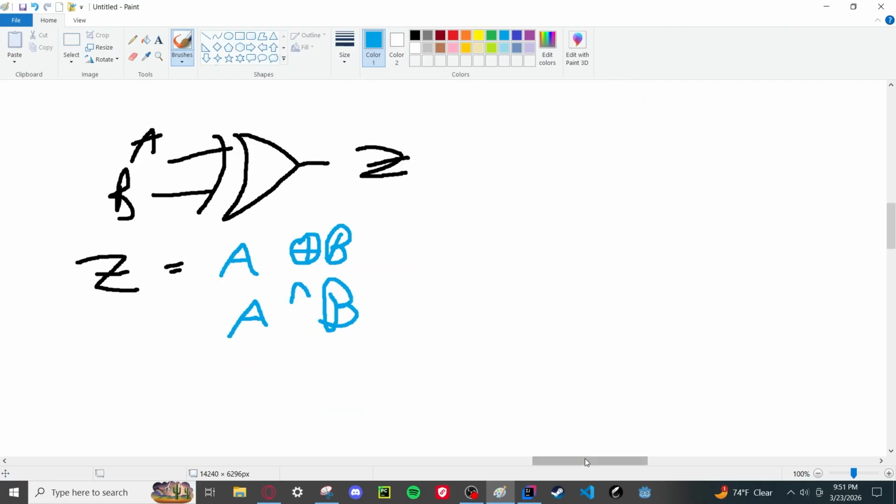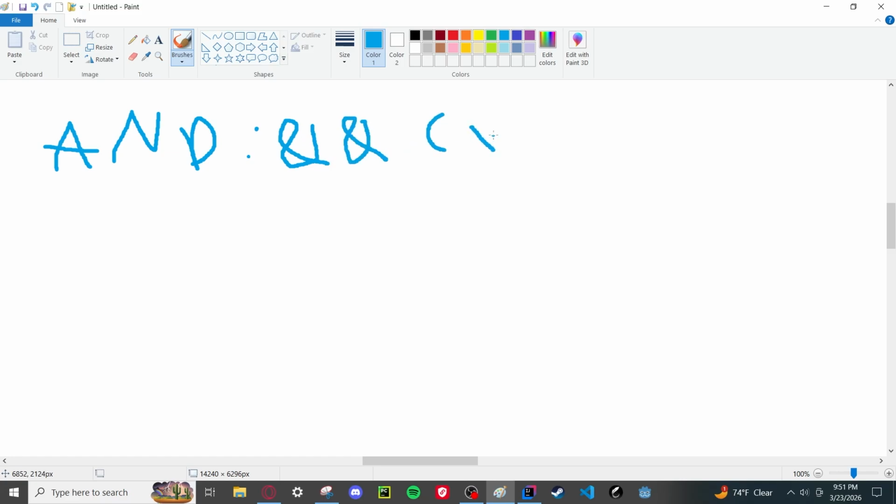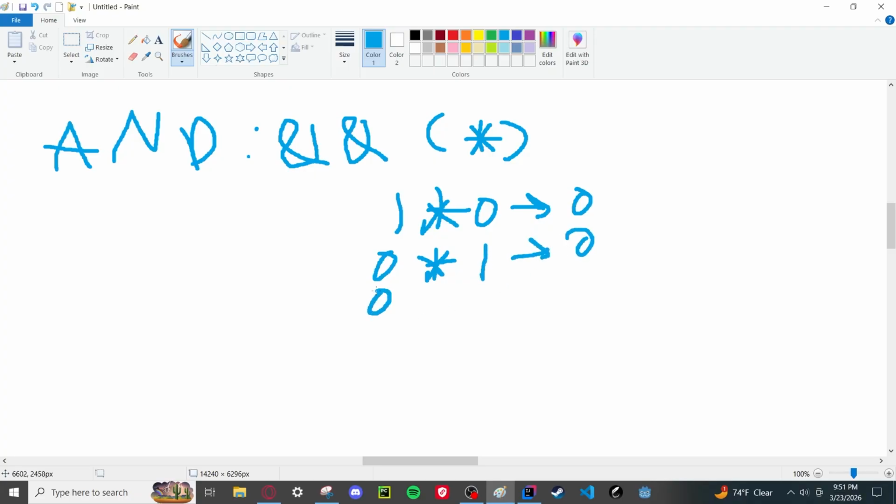Because real quick, I haven't really discussed it yet, there's numerous symbols people use to denote AND. I talked about this symbol, but some people also use the multiplication symbol. Why? Because, well, what's 1 times 0? 0. What's 0 times 1? 0. What's 0 times 0? 0. What's 1 times 1? 1. So you can kind of see how using multiplication mimics AND, right?